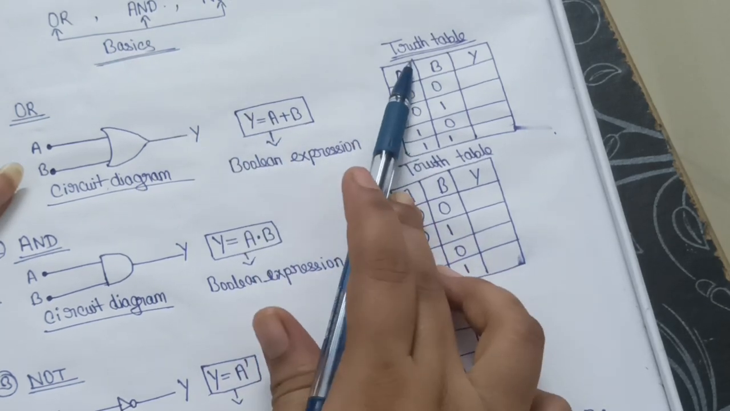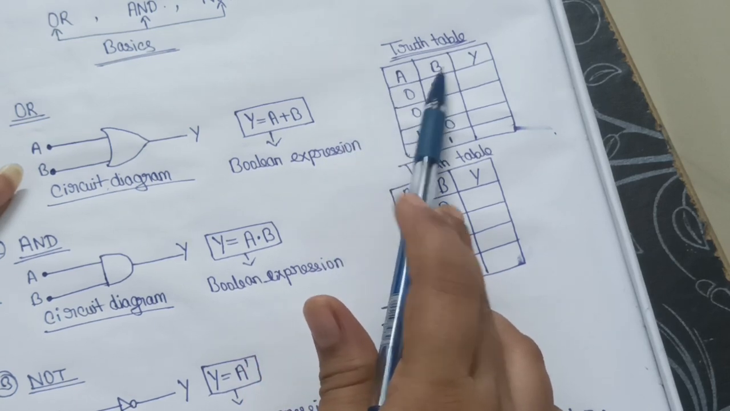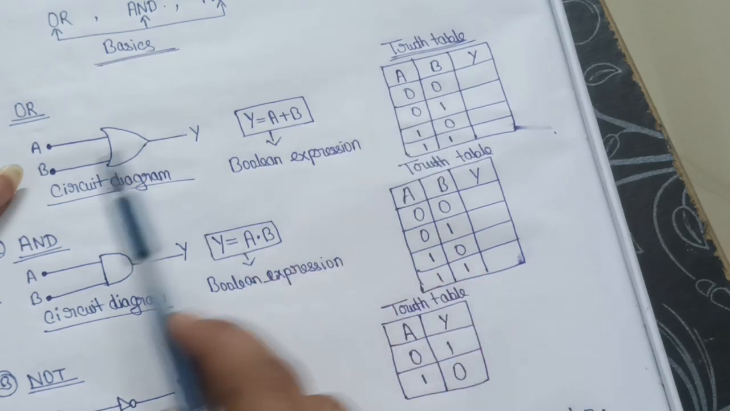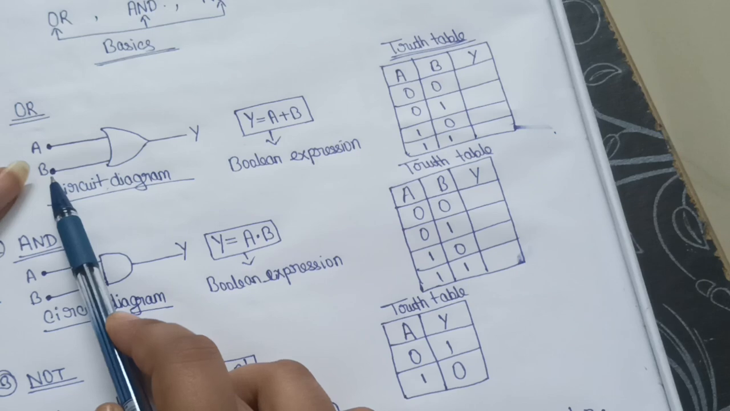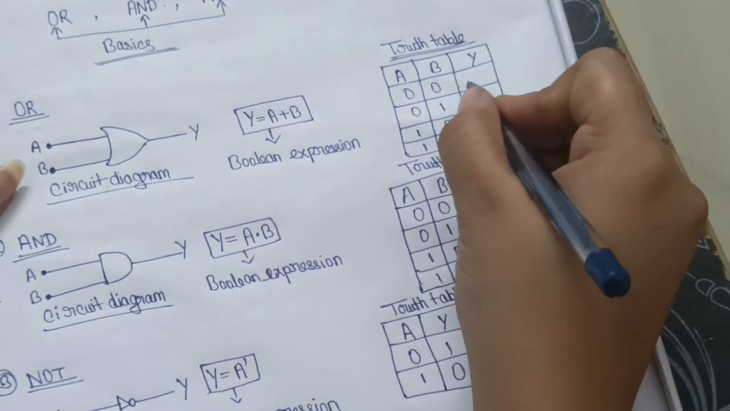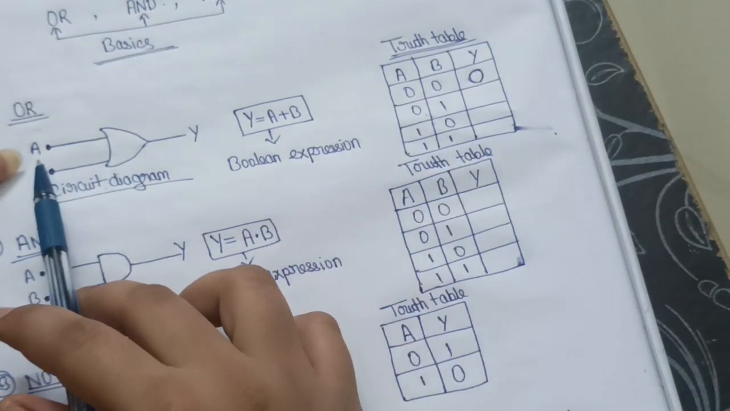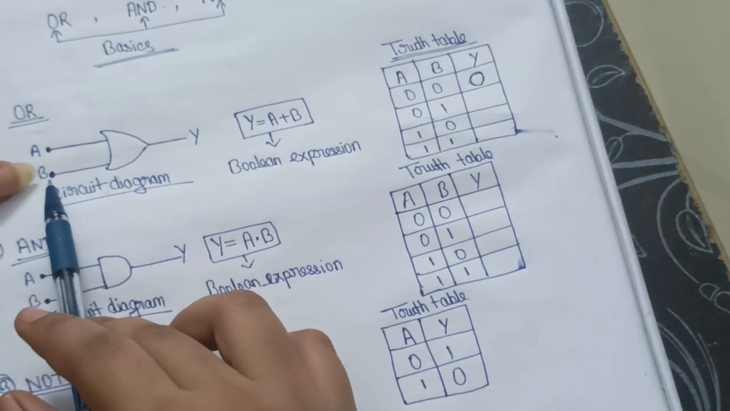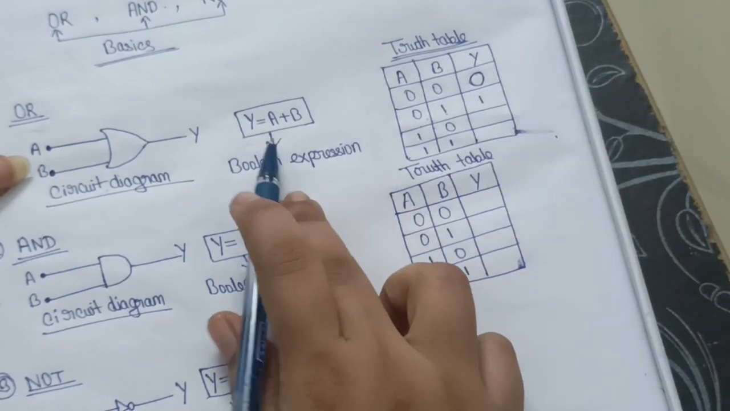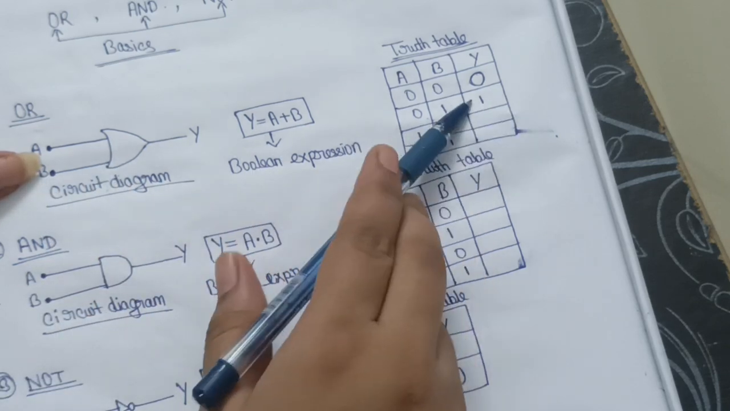Let's discuss its truth table. A and B are the 2 inputs and Y is the output. First, A equals 0 and B equals 0, then the output Y is 0. In the second row, suppose A is 0 and B is 1, then the output is 1, because A plus B equals Y, so 0 plus 1 equals 1.